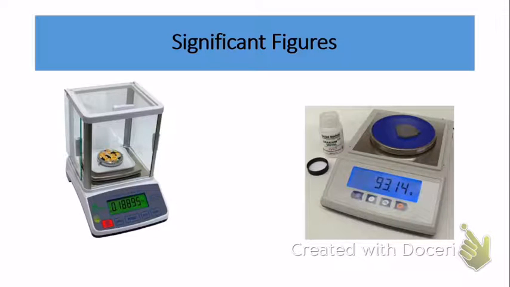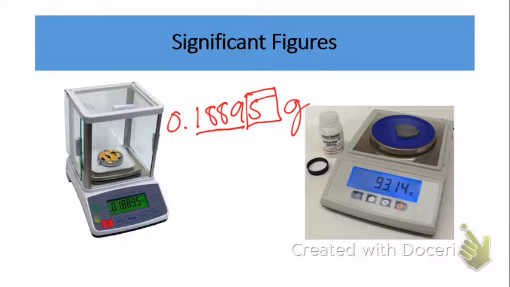This first balance here is recording 0.18895, okay? So what that means is that we can agree, the balance can agree, and everyone else should agree that the measurement is at least 0.1889 grams, all right? And then the last digit here, the 5, the balance itself, the computer, estimates. So even in a digital piece of equipment, the last digit that you would record is estimated.